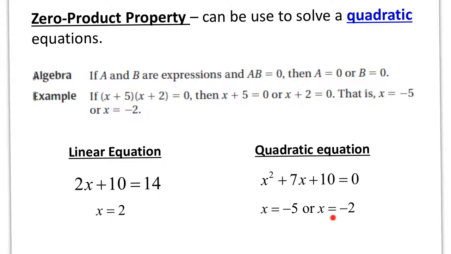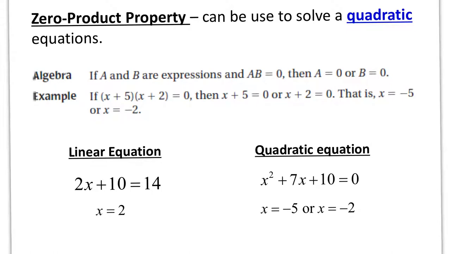Now this one here, sometimes those 2 answers can be the same number. So you might have x equals -5 here, and you guys can have x equals -5 over here. That can happen. Doesn't happen that often, but you can have 2 answers with the same value. So just keep that in mind. It's okay to have that. But we want to find, when we have a quadratic equation, 2 different answers.